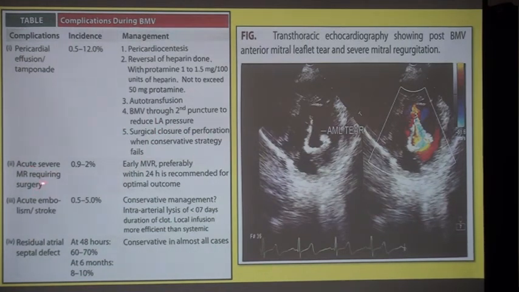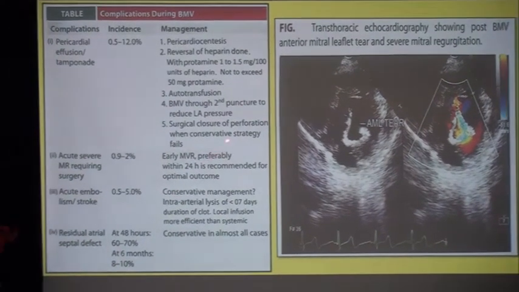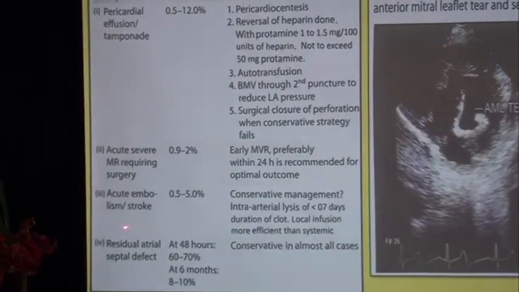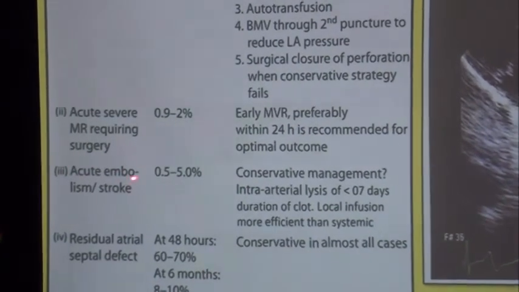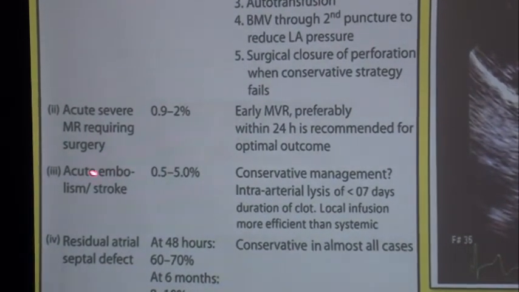The second complication, acute severe MR requiring surgery, occurs in 0.9 to 2% of the cases. So early mitral valve replacement, preferably within 24 hours, is recommended for optimal outcome. Third complication, acute embolism or stroke. It occurs in 0.5 to 5% of patients.